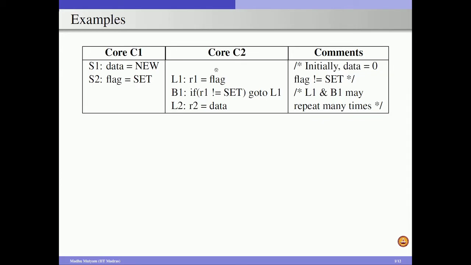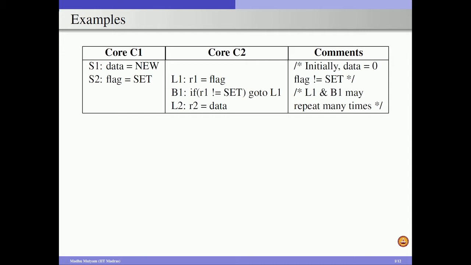And in core 2 we are executing this piece of code where we are loading the value of this flag into a register R1, and then there is a branch instruction which is checking whether R1 is not equal to set or not. Based on this condition outcome, we either go back to L1 executing this load instruction once again, or otherwise we are going to execute the second load instruction, that is R2 equal to data. So, given this piece of code, what are the possible outcomes we can expect?